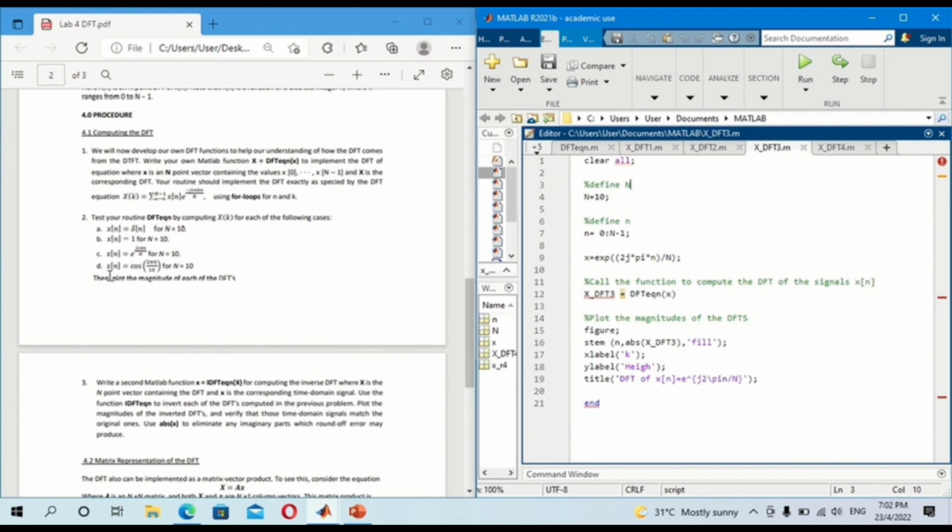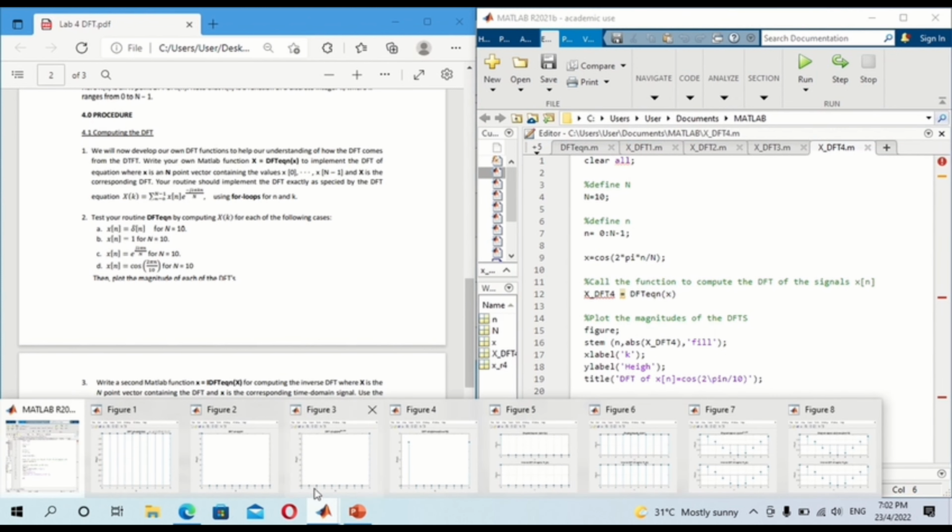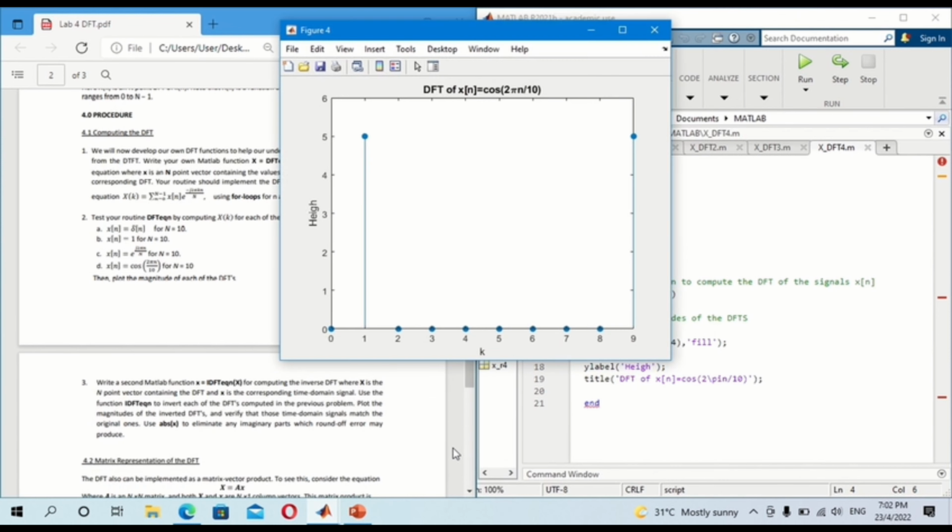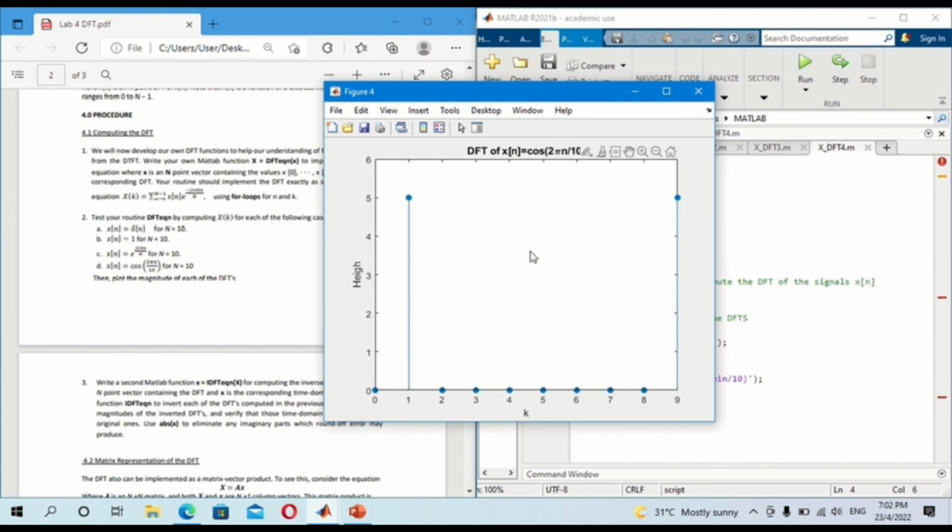For case D, s[n] equals cos 2 pi n divided by N for N equal to 10. In our MATLAB, we use the same function and the same code, while we change the value of x[n], which is s equals cos 2 pi n divided by N, where N equals 10. We also call the function and plot the graph. After we plot the graph, we will get this graph.